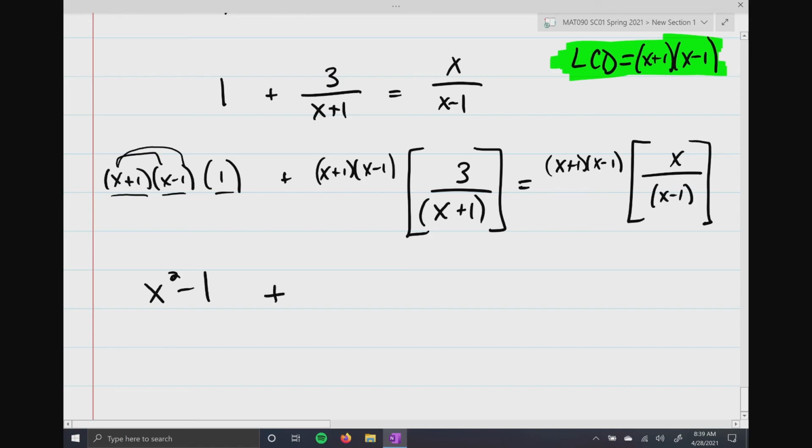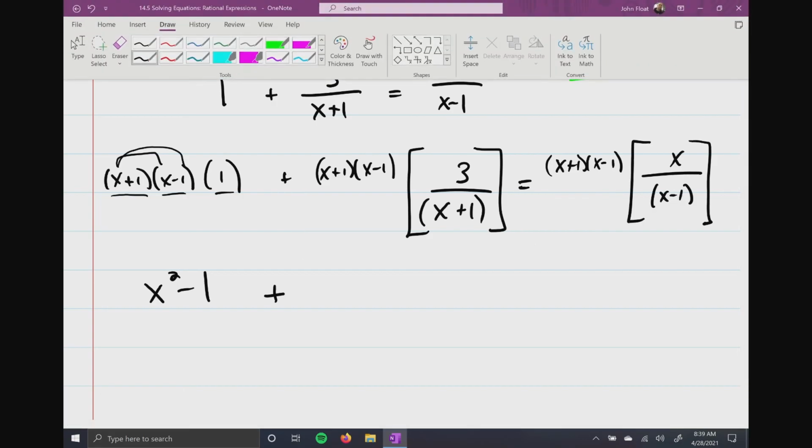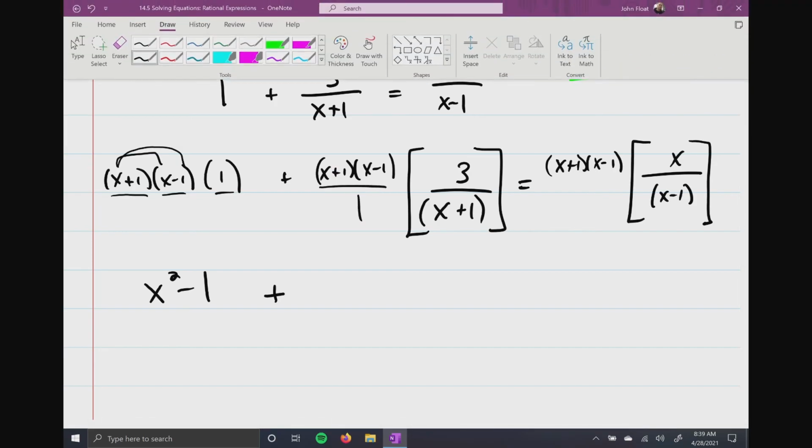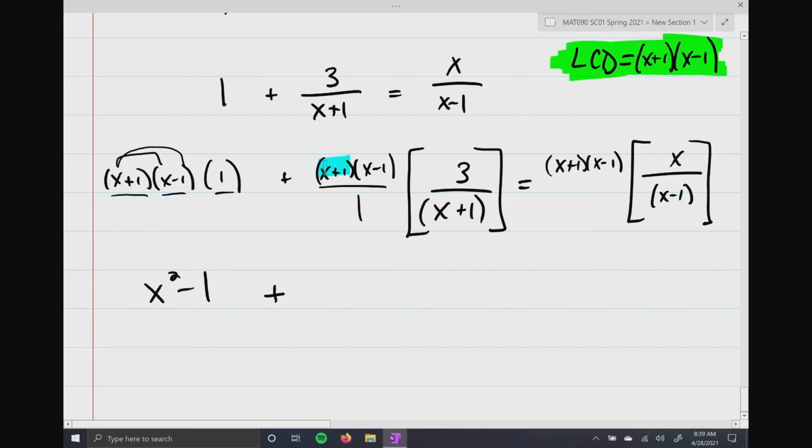Next. Now I'm looking at that big middle part. I'm looking right here. Okay? Here's what I notice. First and foremost, that is over 1. Second, those are the same, which means if I were to multiply this out, what would happen to the x plus 1 in the numerator and x plus 1 in the denominator? What would end up happening?